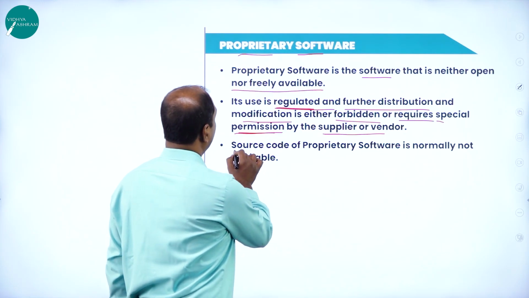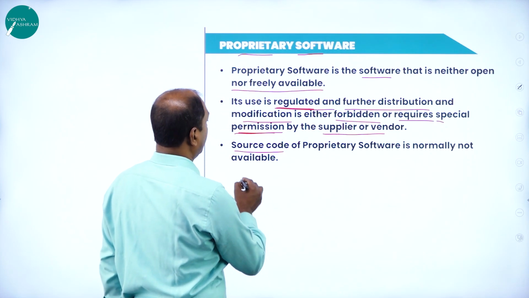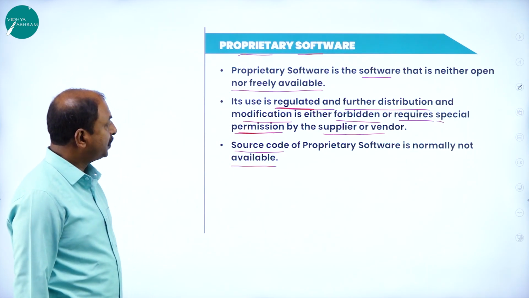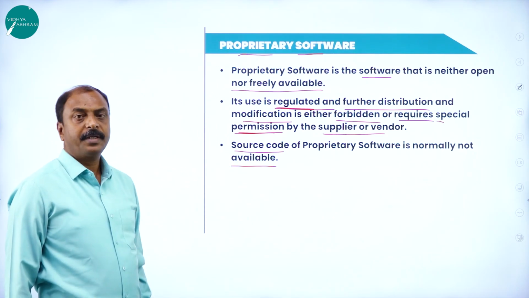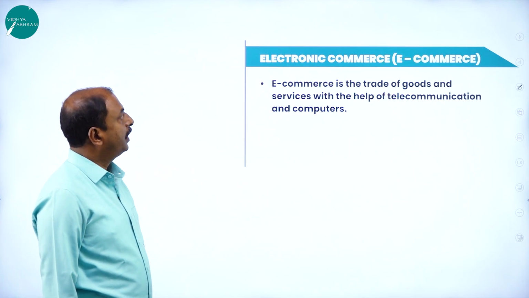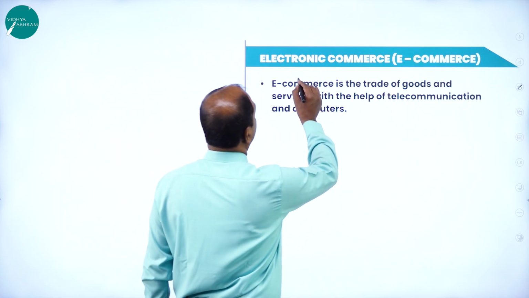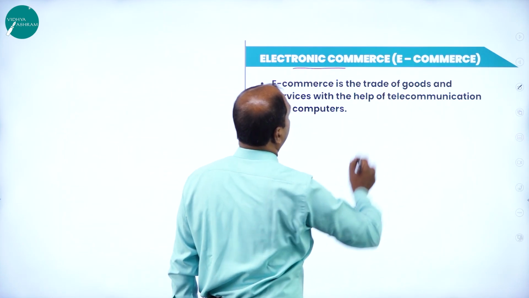The source code of proprietary software is normally not available. In proprietary software, source code is not available. So this is proprietary software. Next concept is electronic commerce, or e-commerce.